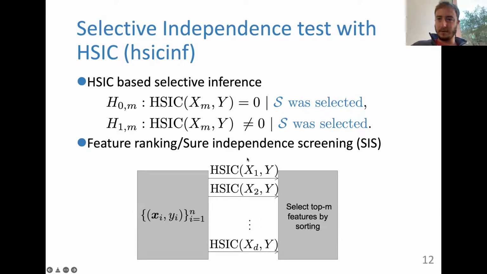Let M equal 1. We check whether the first feature we selected has HSIC equal to 0 or not, whether it's independent or dependent. But if we check another M, do we need some correction, because we're doing multiple testing for the 10 different cases we considered? Or is the idea that we consider only one?